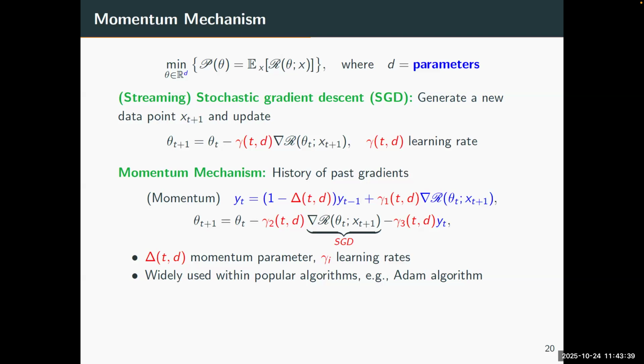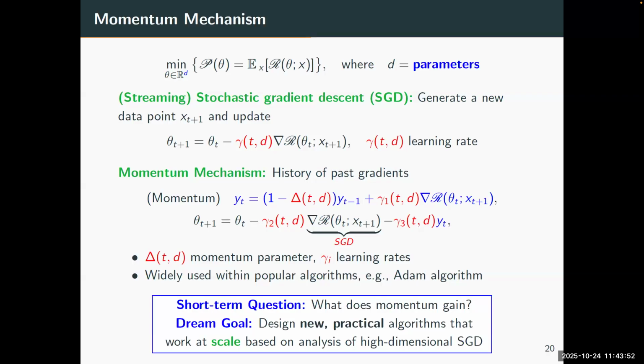With momentum, what we're talking about is that we need to allow our learning rates to all be time and dimension dependent, because we need to know how they scale. So this is the question of, okay, can I choose these learning rates as a function of T and D so that I can actually create a new algorithm that outscales SGD?